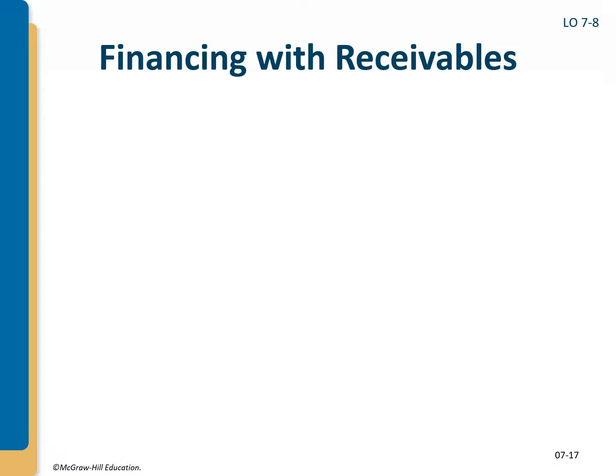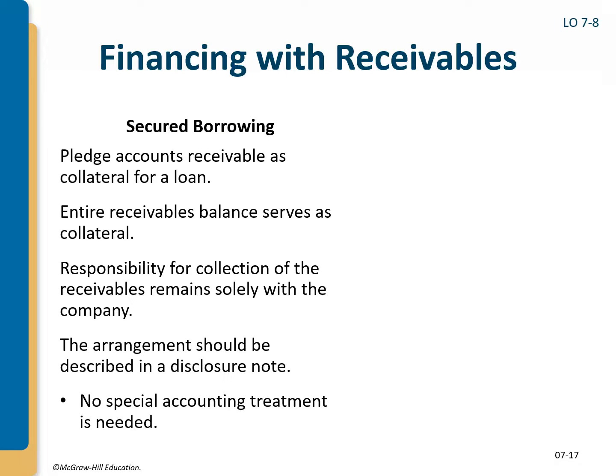Okay, so that was notes receivables and how we even have to estimate and create an allowance for bad debts or uncollectible notes receivables account. We just don't do it for accounts receivable. Now we're going to look at financing with receivables. Receivables are an asset. We can use them as collateral on a loan. This is called secured borrowing. So we pledge our accounts receivable as collateral.